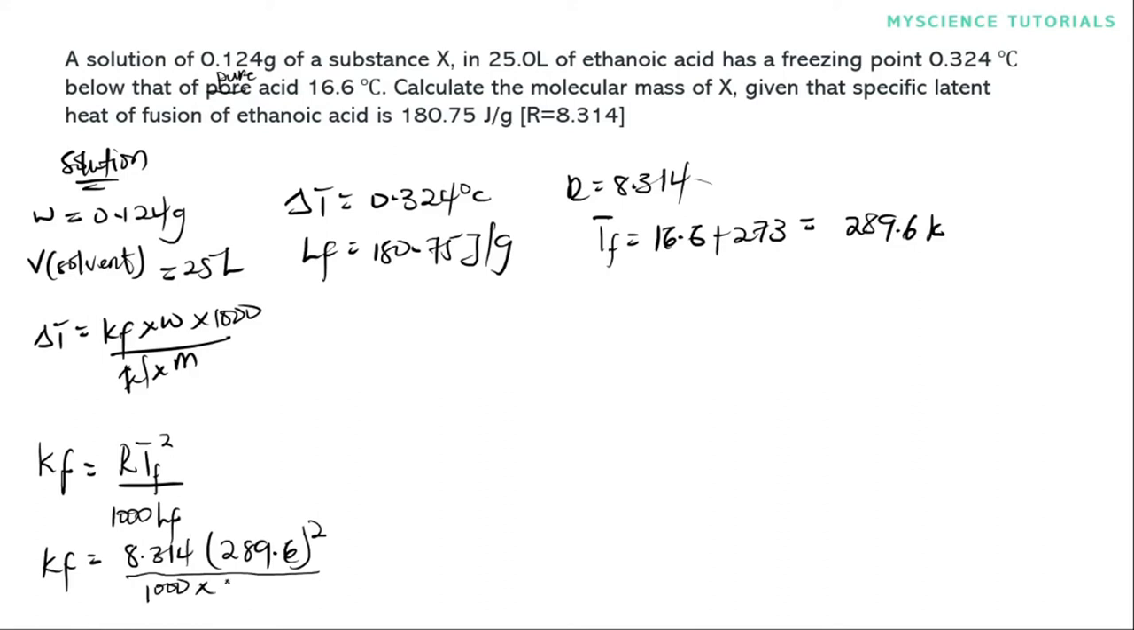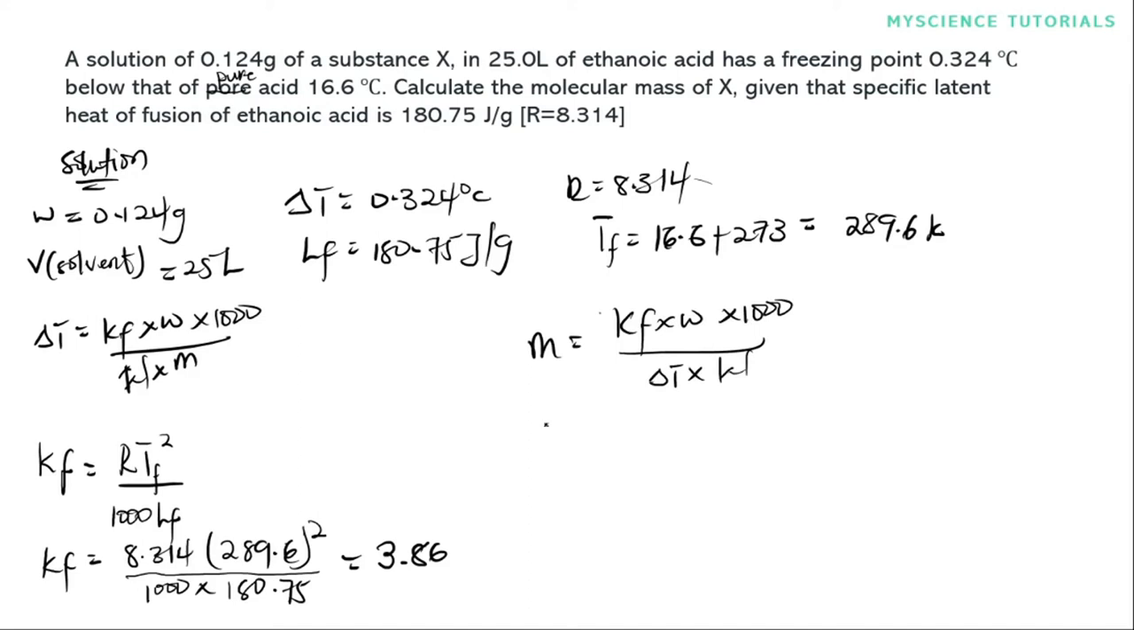was given to us in the question as 180.75. So this is equal to, if we input everything here into the calculator, we are going to get 3.86 as the value of our KF. So now that we have the value of KF, we can go ahead and calculate our molar mass. So from here, if we make M the subject, you are going to have KF multiplied by small w multiplied by 1000, all on delta T multiplied by capital W.